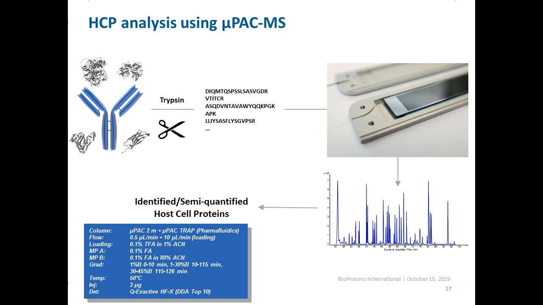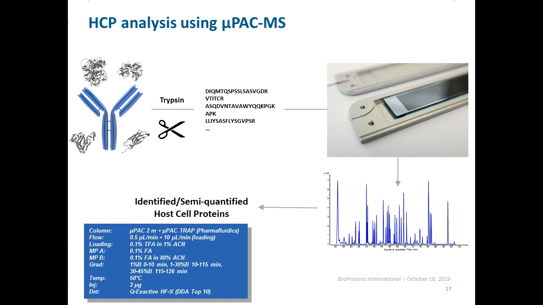Now, we at RIC have used the µPAC technology in combination with a Q Exactive HF mass spectrometer for the characterization of host cell proteins throughout the downstream processing of a therapeutic monoclonal antibody. And the therapeutic monoclonal antibody I would like to discuss has been recombinantly expressed in CHO cells. Samples collected at different steps in the process were reduced with DTT, alkylated with iodoacetamide, and afterwards digested using trypsin.